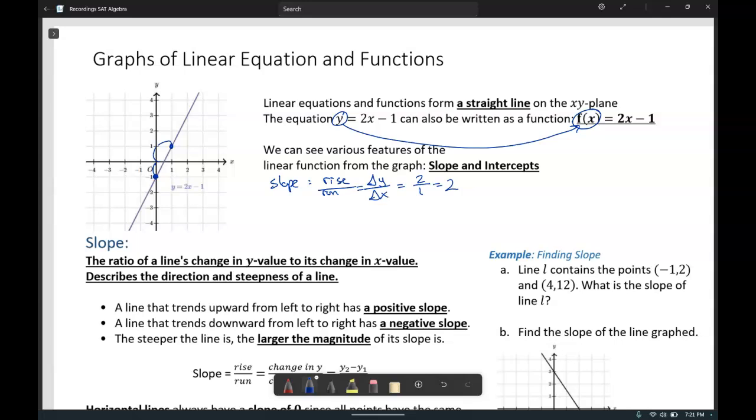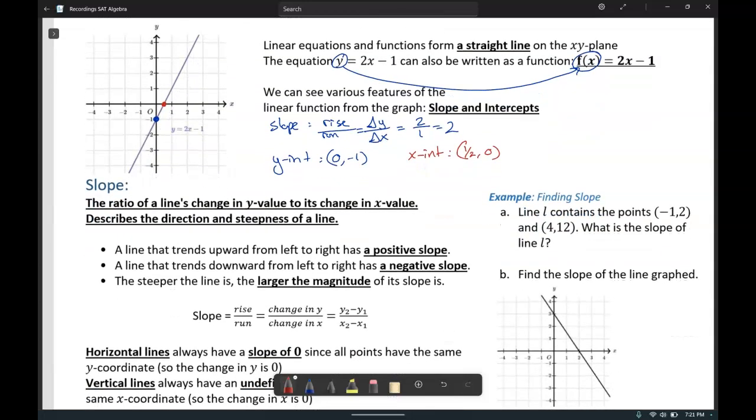We can also look at some of our intercepts. When we look at where we intercept the y-axis, we see that our y-intercept is located at the point 0, negative 1, and our x-intercept appears to be located at the point 1/2, 0. And so we can identify some features of our function pretty quickly when we're given a graph.